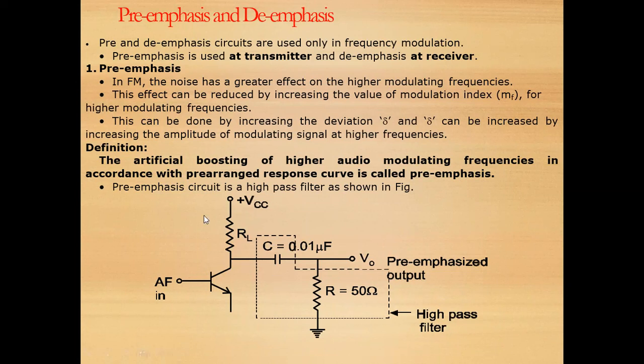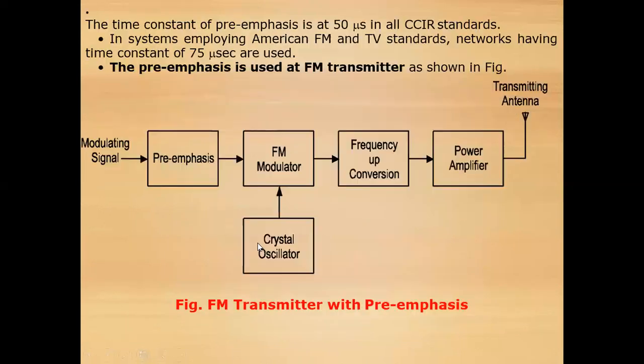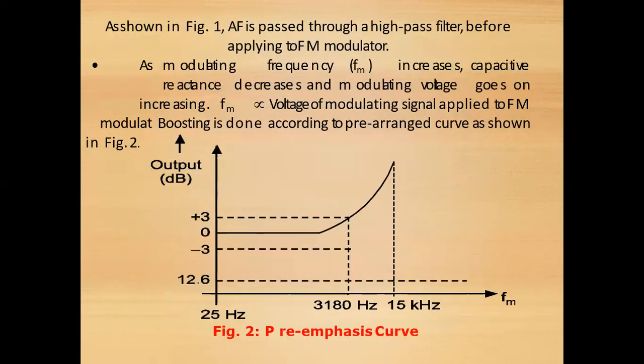The circuit diagram of pre-emphasis is shown here. By using one transistor, it is a combination of capacitor and resistor, where we take our output across the resistor. As we are taking our output across the resistor, it is nothing but a simple high pass filter. So pre-emphasis is also known as a high pass filter. This is the pre-emphasis curve. It is increasing.